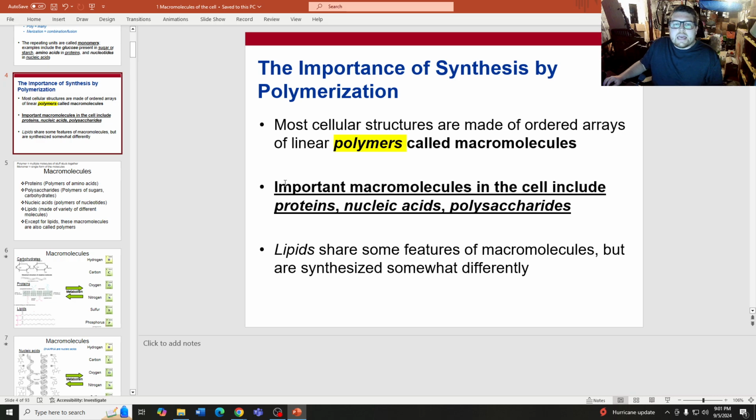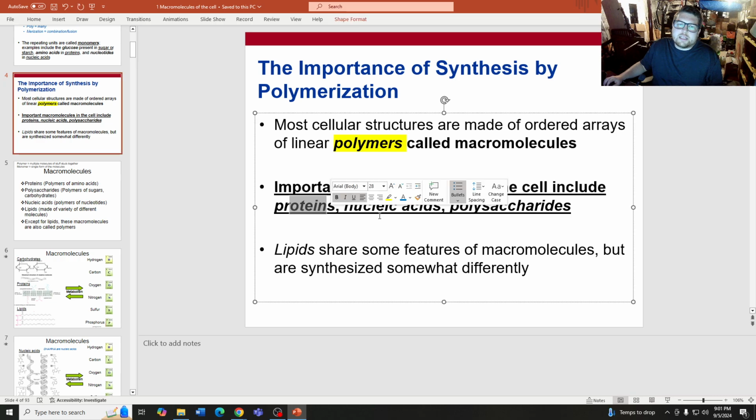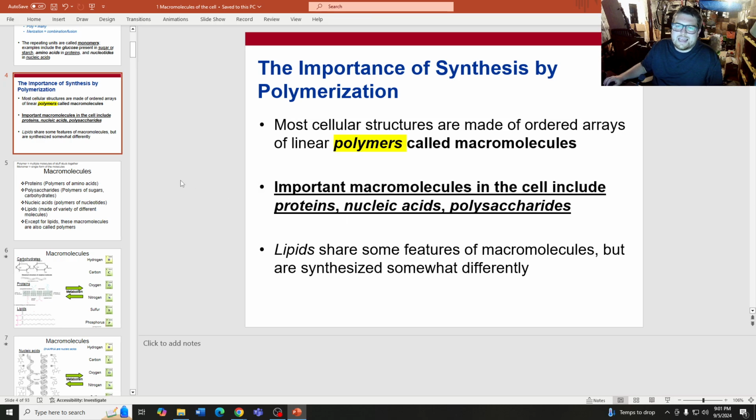Okay. Important macromolecules in the cell include proteins, nucleic acids, and polysaccharides. We'll get into all of what those are in a little bit.